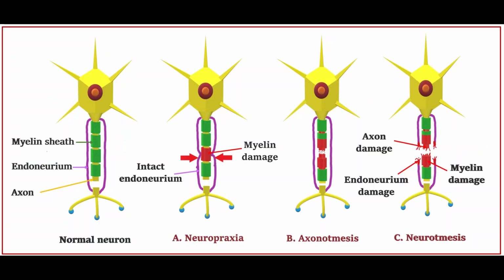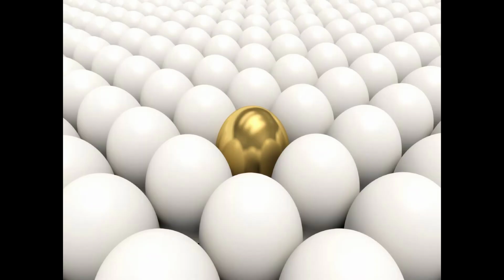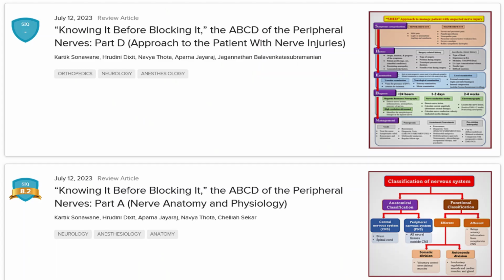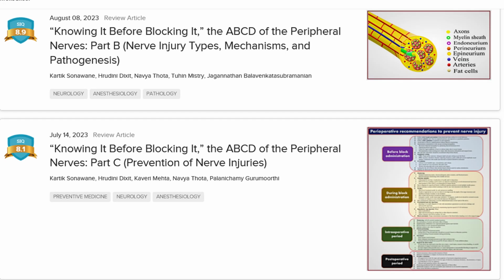The nerve injury incidence is very rare, that is 0.19% only. If you want to learn about the nerve injuries following peripheral nerve blocks, please go through our recent publications as you are seeing on screen. I will also provide the link in the comment section and the description.